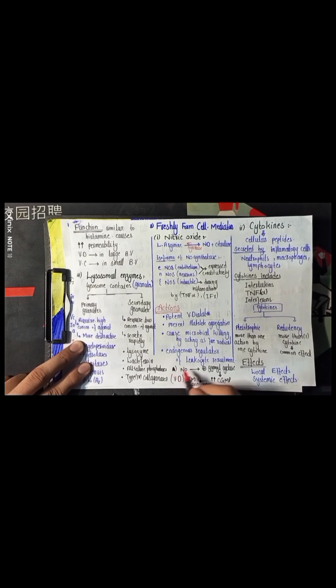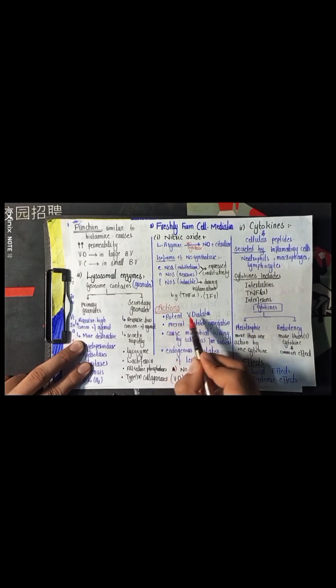Now, how does the nitric oxide perform its action? So the nitric oxide causes the G protein mediated activation of the guanylyl cyclase enzyme, and this enzyme causes the conversion of GTP into the cyclic GMP. And when the concentration of cyclic GMP rises, it causes the relaxation of the smooth muscle and hence causes vasodilation.